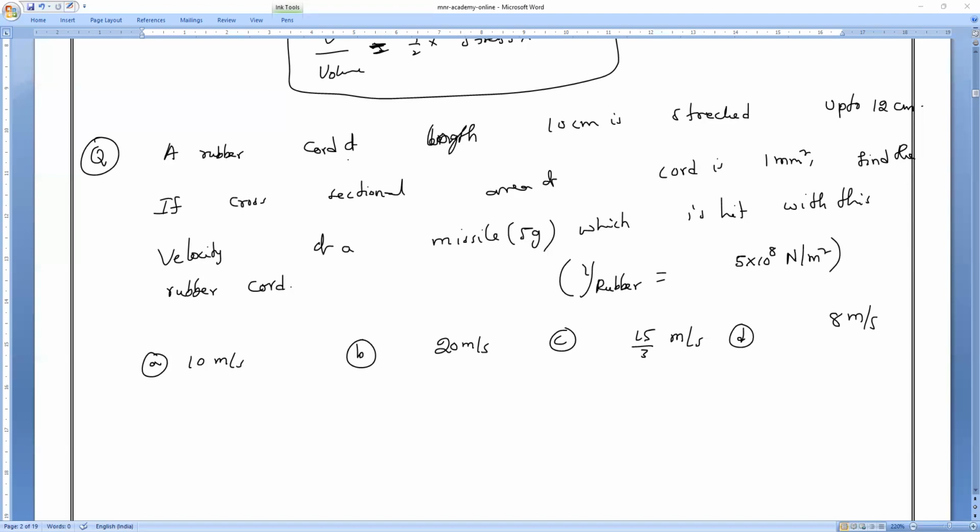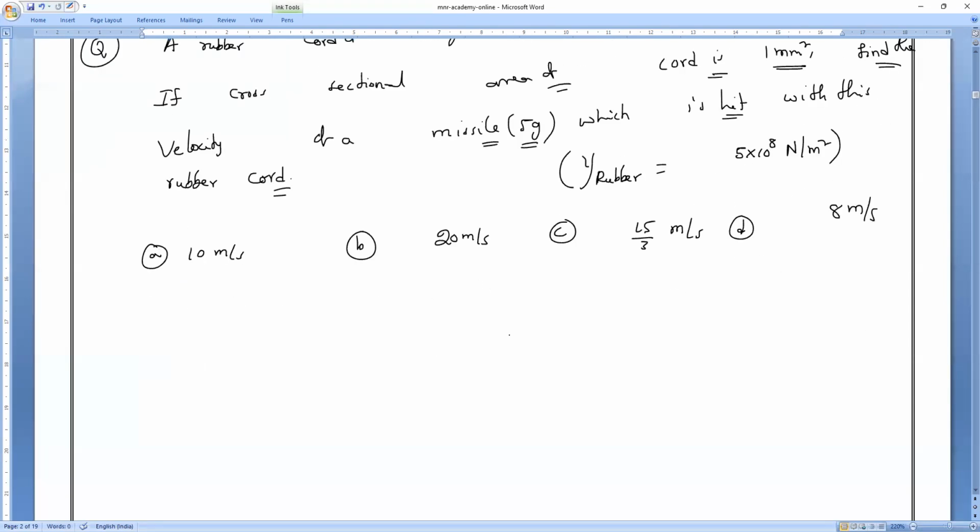What they are asking: a rubber cord of length 10 centimeter is stretched up to 12 centimeter. So what is the change in length, everybody? 2 centimeters. And what is the area of cross section of the cord? 1 millimeter square. Find the velocity of a missile whose mass is 5 gram, which is hit with this rubber cord. The rubber cord's Young's modulus is 5 into 10 power 8.